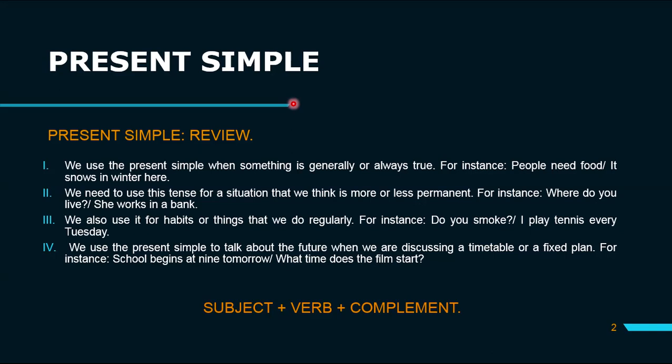Second case, we need to use this tense for a situation that we think is more or less permanent. For instance, where do you live? Or she works in a bank. Third, we also use it for habits or things that we do regularly. For instance, do you smoke? Or I play tennis every Tuesday.